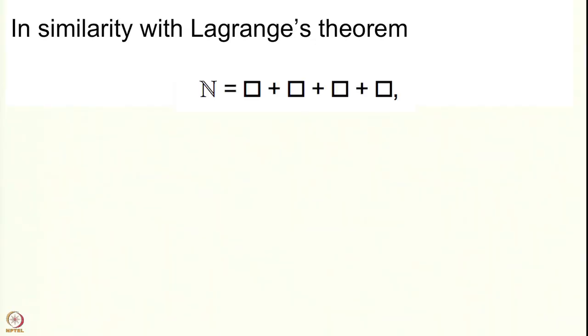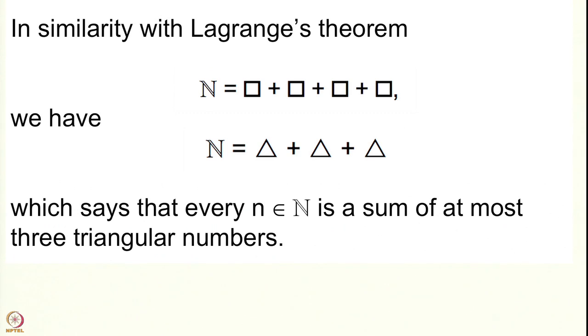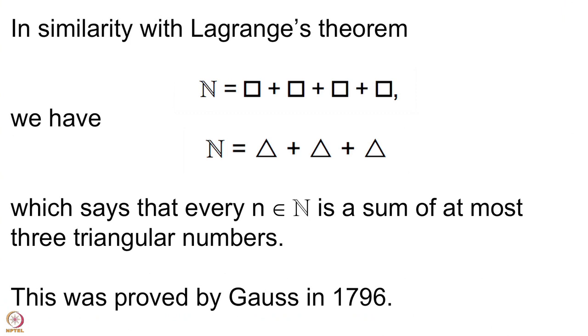And Lagrange's theorem says that n is a sum of 4 squares. So you have 4 squares whose sum is every natural number. Similar to this, you may have heard, there is a very famous remark by Gauss, who had written this as Eureka, num equals delta plus delta plus delta. So this means that every natural number n is a sum of at most 3 triangular numbers. This was proved by Gauss. He had noted this in his diary, and the date for that entry is 1796. You need at most 3 triangular numbers to write every natural number.